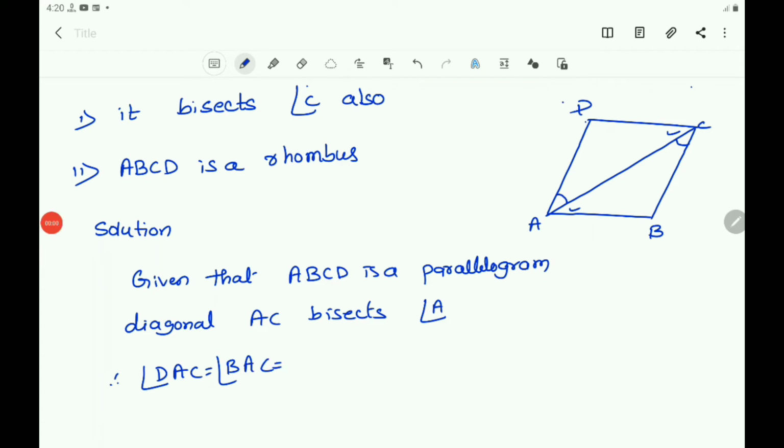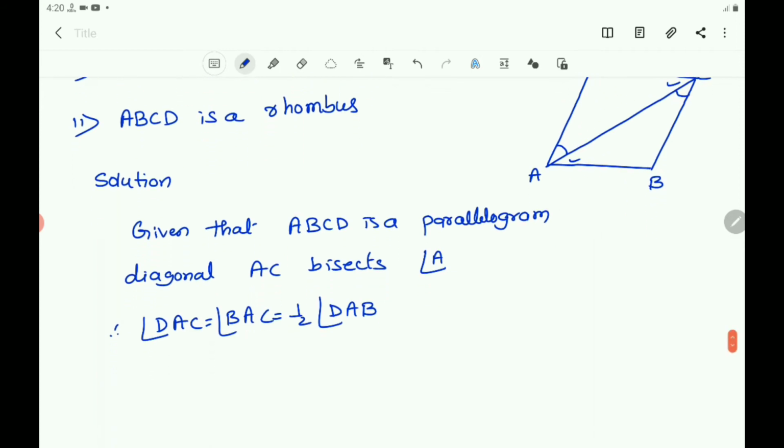Both are equal to half of angle DAB. Let us write they are equal to A. So this is A, this is A. Let angle DAC equals angle BAC equals A.